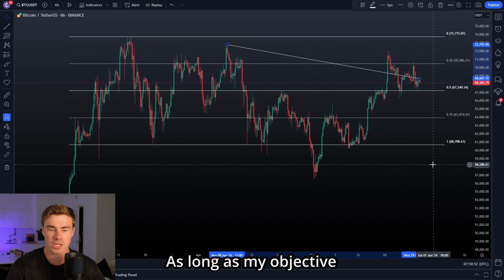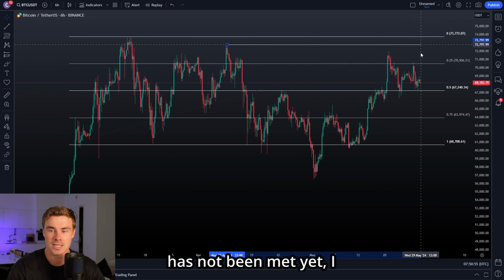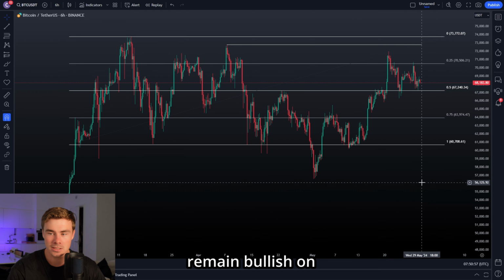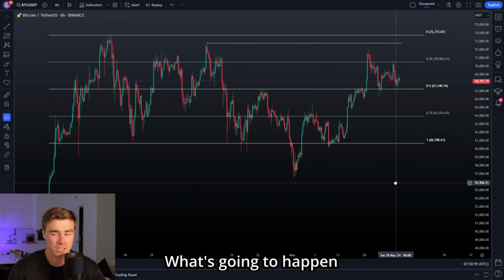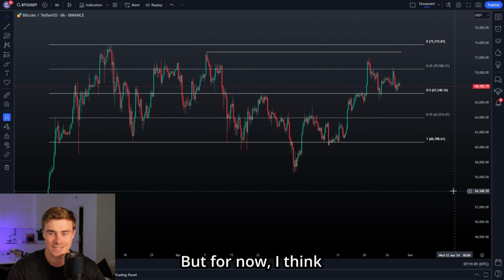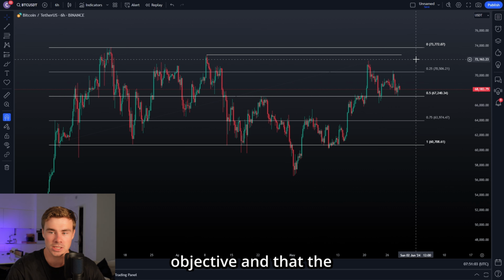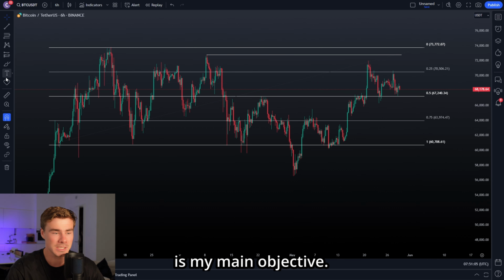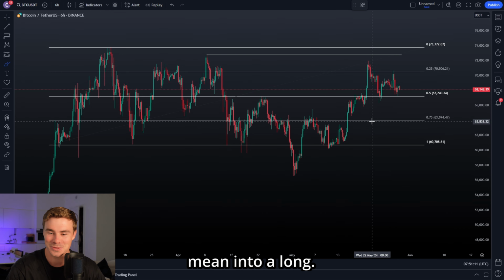And as long as my objective around the range high has not been met yet, I remain bullish on Bitcoin. What's going to happen afterwards, we will see. But for now, I think that the range high in general is my main objective. So how are we going to position ourselves into a short? Obviously, I mean into a long.